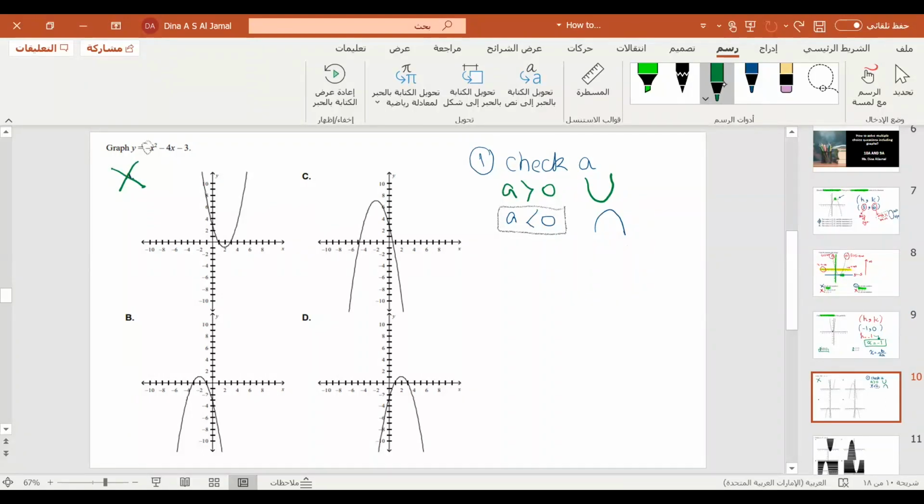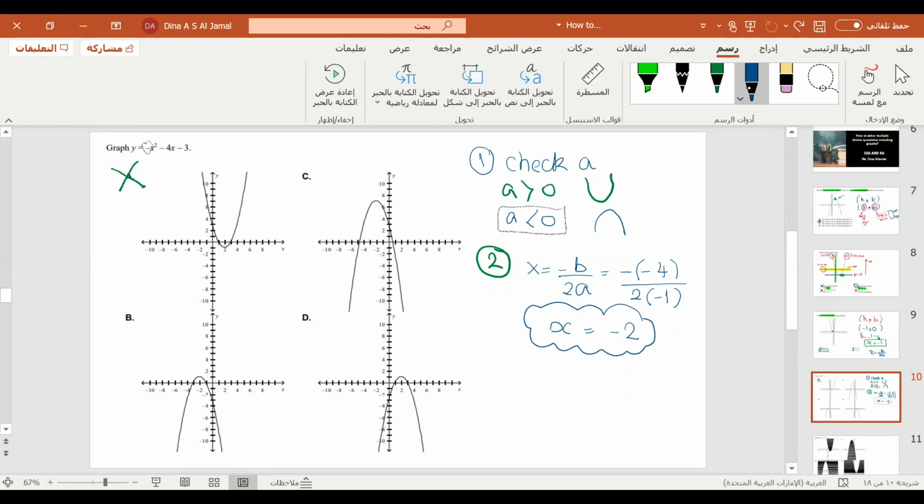Then, what is the next step? Find the axis of symmetry or the vertex itself. X is equal to minus B over 2A. Minus 4 over 2 multiplied by minus 1. And your axis of symmetry will be equal to minus 2. And if you substitute minus 2 in the function, you will have a vertex of 1.